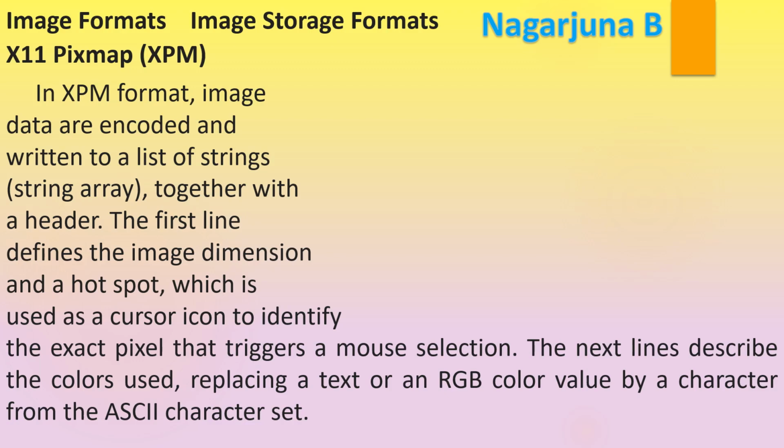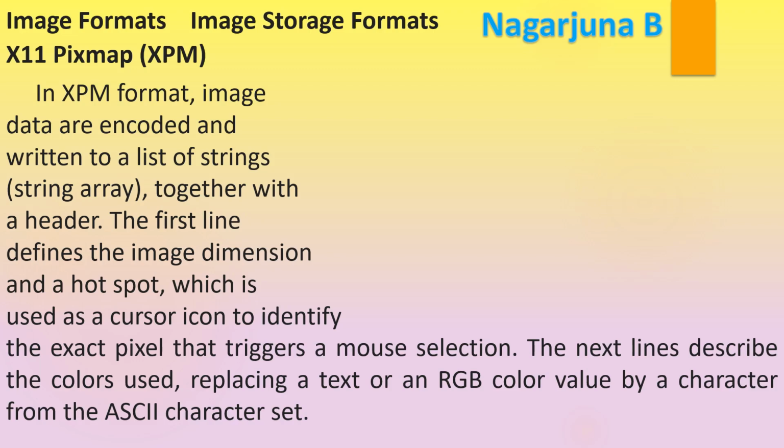And the second line describes the colors used, replacing a text or an RGB color value by a character from the ASCII character set. The lines that follow these 2 lines are the image lines including the replaced color values. Note that the unused pixels are represented by blanks.